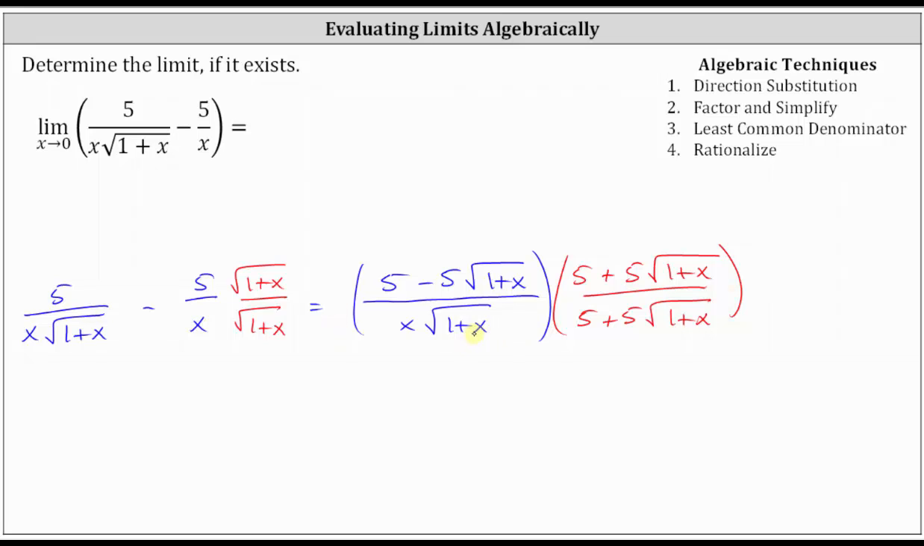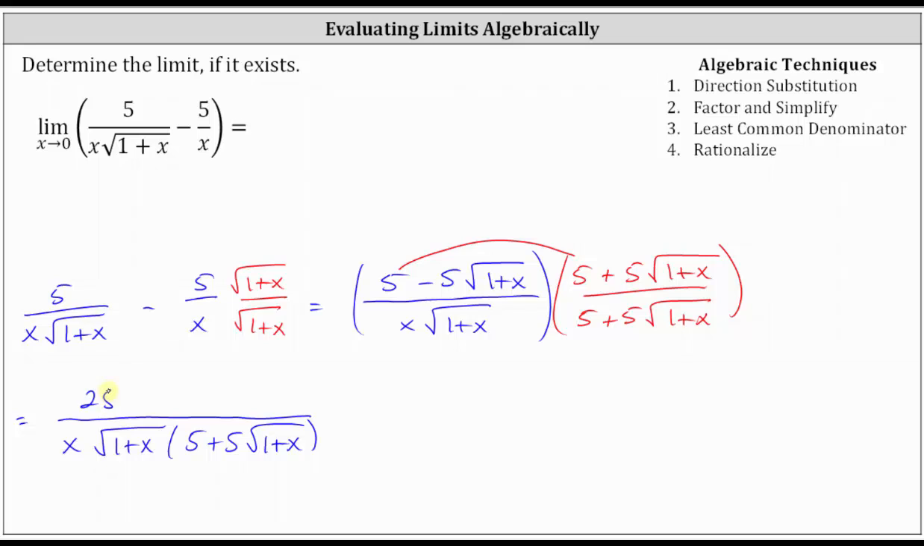We will leave the denominator as a product. We will have x times the square root of the quantity 1 plus x times the quantity 5 plus 5 times the square root of the quantity 1 plus x. And now let's multiply the numerator. 5 times 5 is 25. The next two products should be opposites. We have 5 times positive 5 times the square root of the quantity 1 plus x, which is 25 times the square root of the quantity 1 plus x.